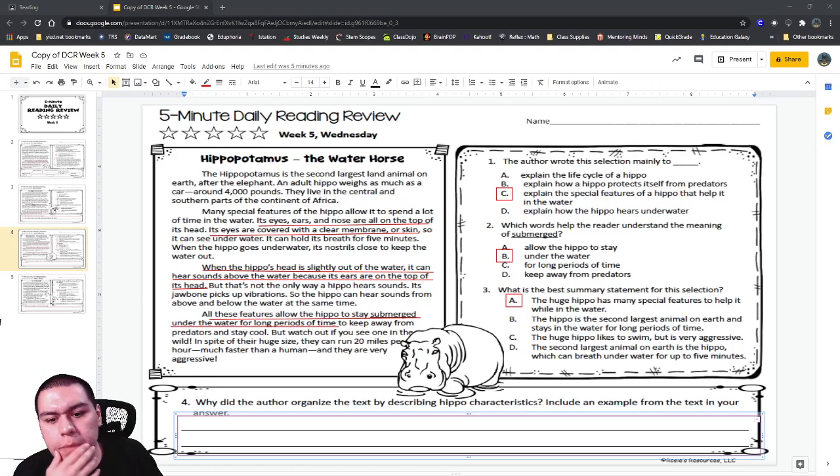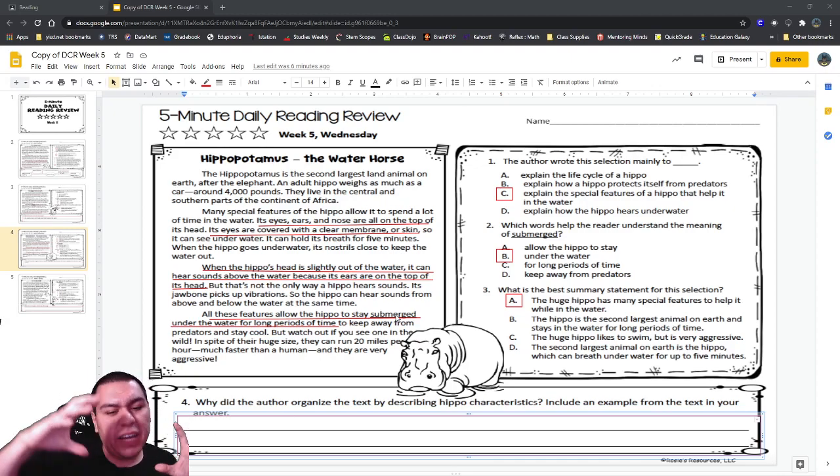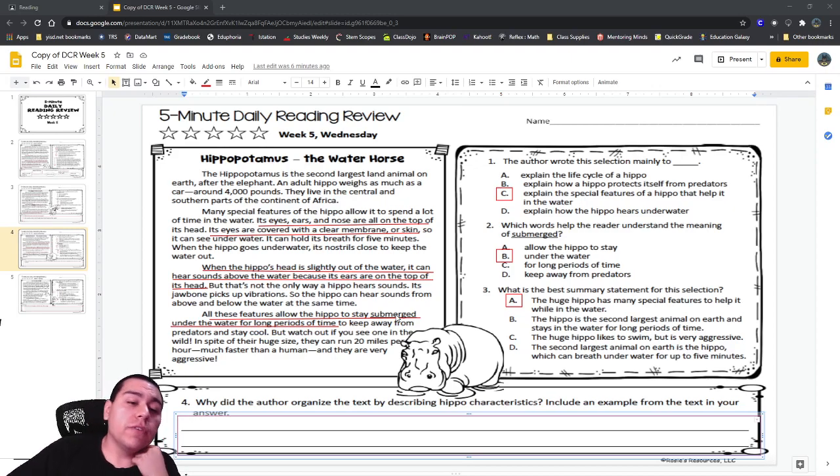I think that might be why the author did it. To organize it and make it easier for you to read it. Easier for us to understand. So instead of giving us all the facts just squished together, it's a lot easier for us if they give us the facts one by one.